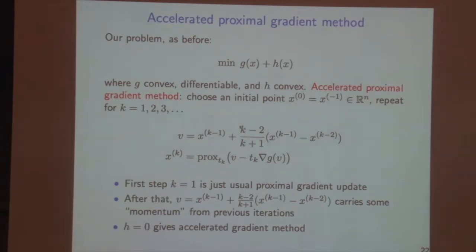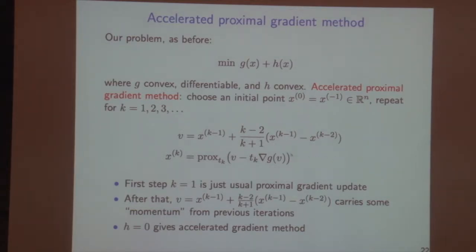This choice of constant turns out to be quite important for the convergence of the algorithm. It is taken as a fixed constant, (k-2)/(k+1), not something that you have to tune or that you should tune. Although there are other convergent strategies, this one is provably convergent. And when k is 1, at the first step, we're just doing a proximal gradient update. After that, we're carrying momentum from previous iterations.